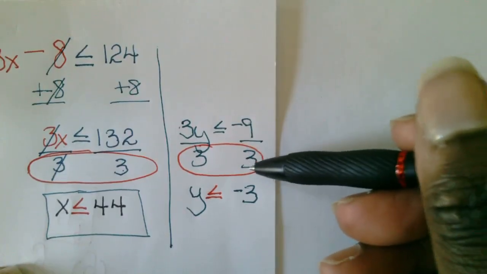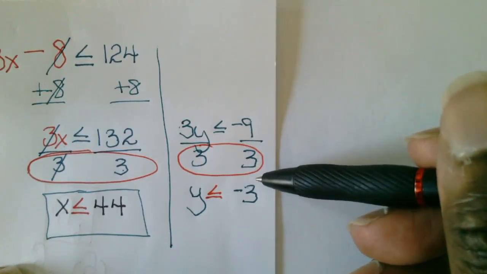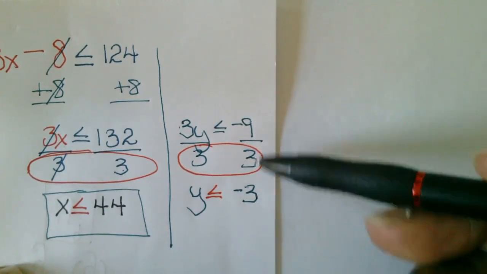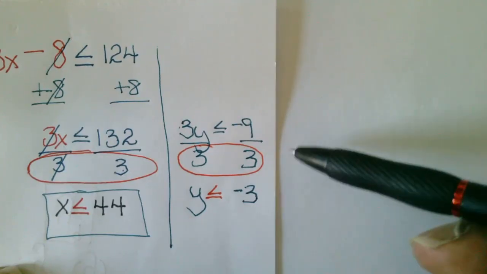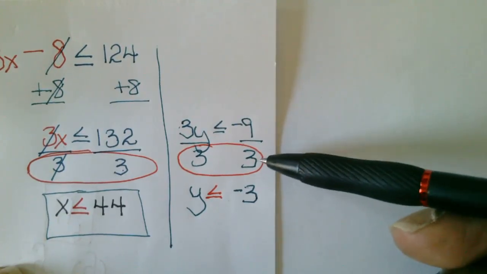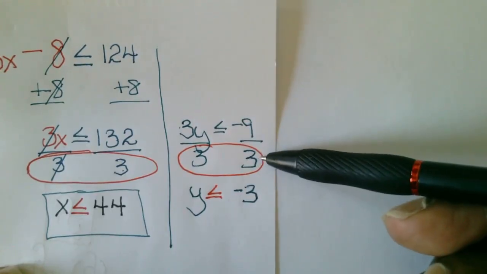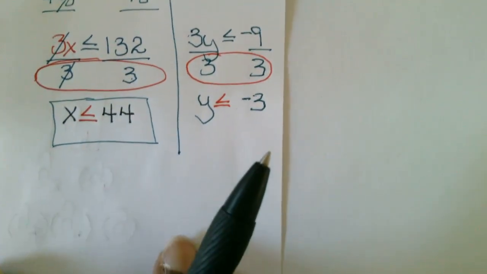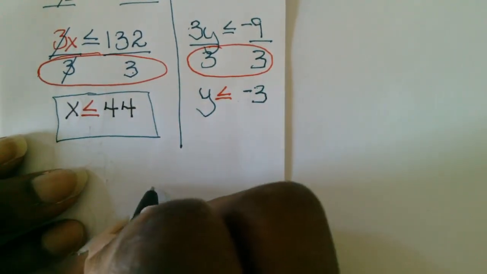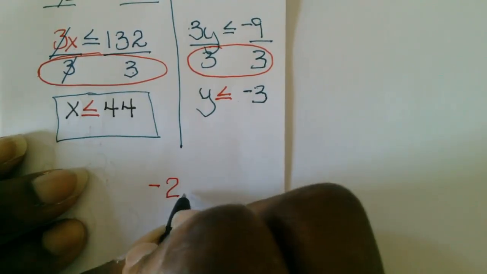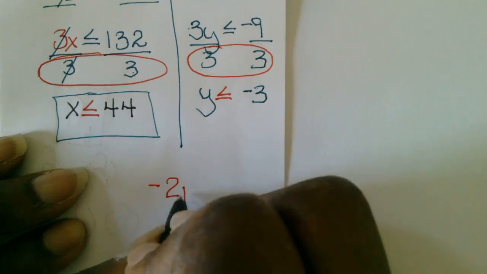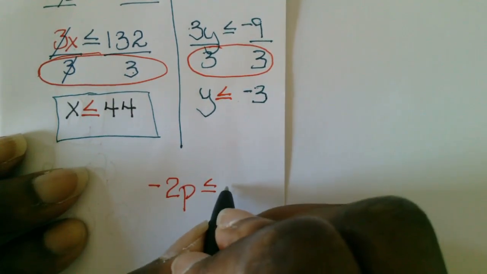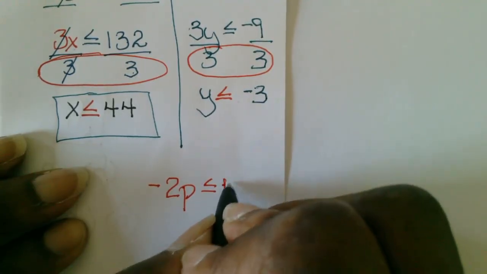Okay, this is what a lot of people get wrong on their exams. Just this one little tweak. And you're like, oh, there's a negative. Okay, that means I have to change the direction of the sign. No, okay? When you divide, the actual act of dividing by a negative number, that's when you change the direction of the sign. So if I said, I don't know, negative 2p, I know, ridiculous, is less than or equal to, let's say, 16.